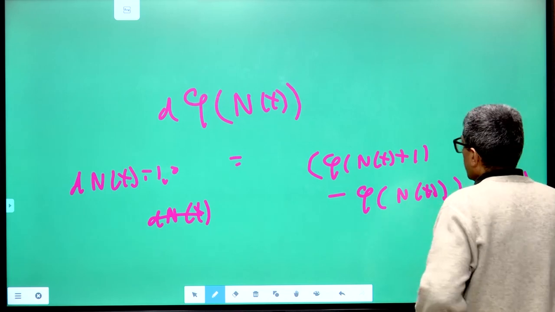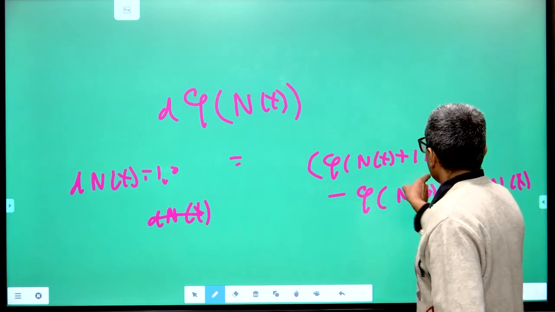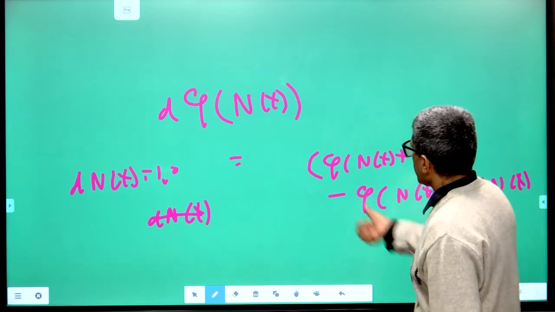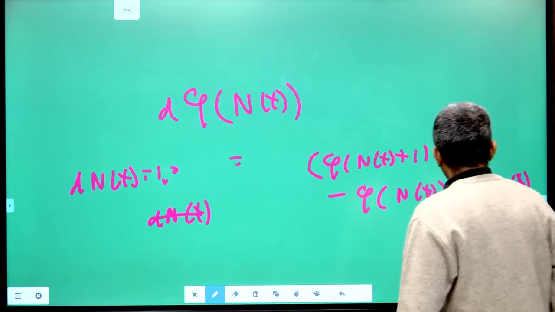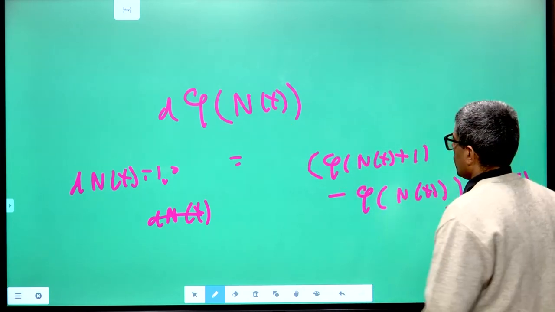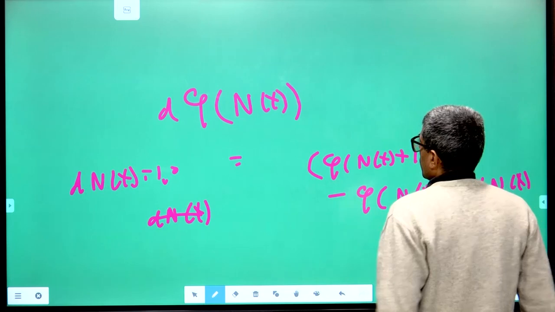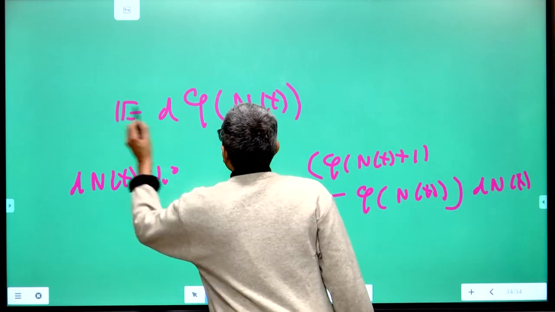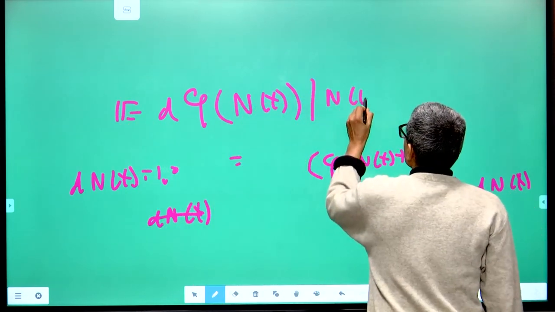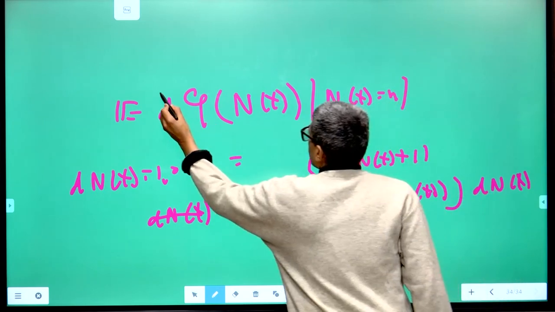That is, if dN_t is 1, then d of this will be phi(N_t plus 1) minus phi(N_t), because N_t has changed from N_t to N_t plus 1. If dN_t is 0, there is no change, so it is 0. So this tallies with this. Now, I take the expected value of this quantity given N_t equal to n. Then what do I get?